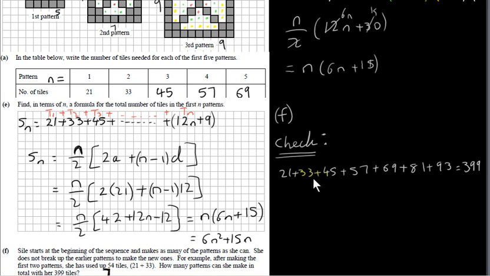Another way we could have found this is to just simply start adding terms. We just keep adding terms until we get to 399. Turns out that we get exactly 399 if we add the first 7 terms. So I've written out the first 7 terms of this series.